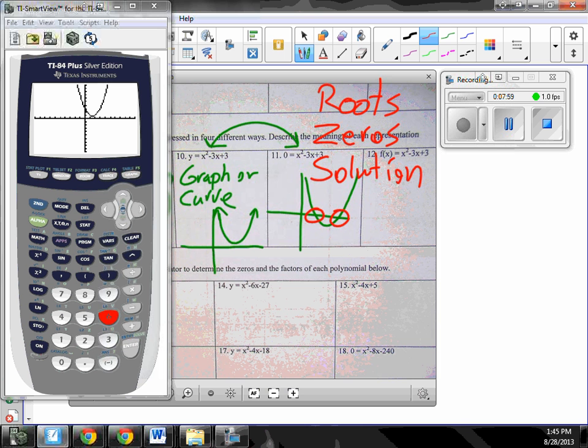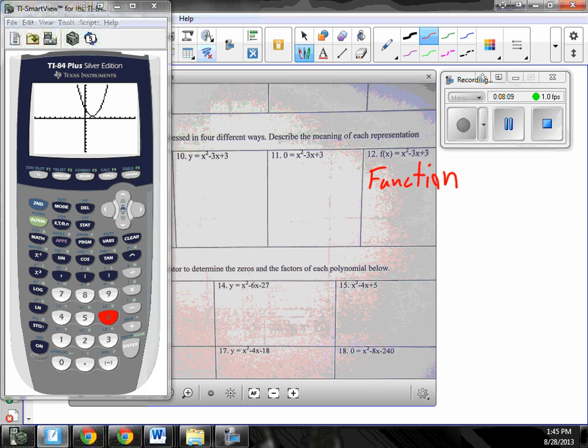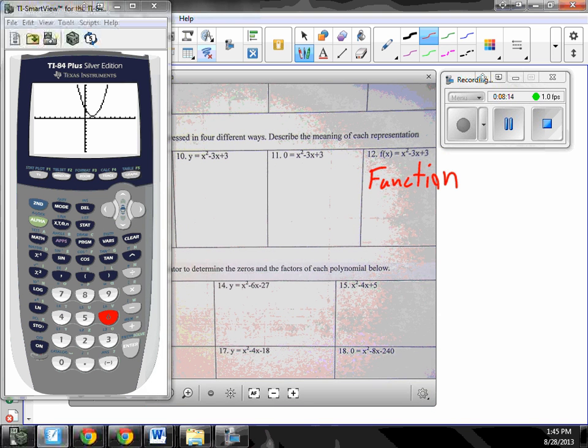And in number 12, f of x equals x squared minus 3x plus 3. This is just function notation. So this is a function, which means for every input you only have one output. Now, you can actually transition between any 4 of these representations because it's the same polynomial.